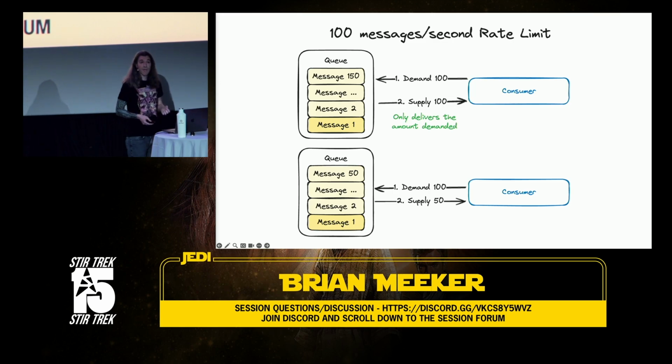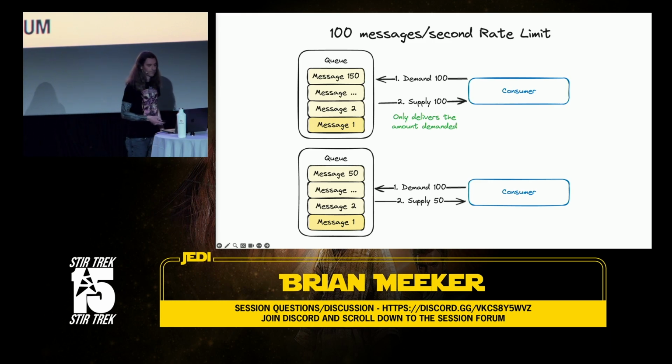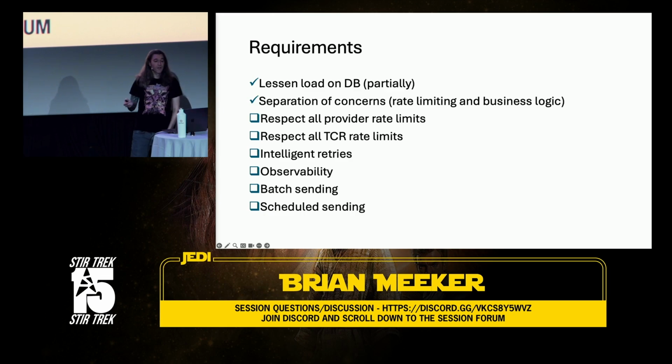So messages may pile up in Rabbit though, but that's an entirely different problem. That is, we have too many messages coming in to send out through our providers, and that's something we need to talk to our providers about. So that checks off another one of our requirements, our separation of concerns. We rate limit API calls purely through configuration. When the consumer processes messages, it can focus entirely on the business logic.